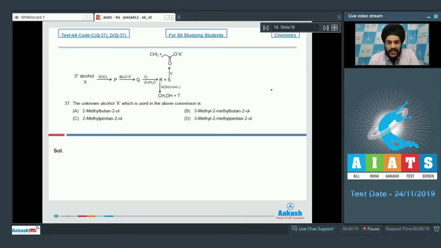Let us look at the next section, students. This section contains 2 paragraphs. Each paragraph has 2 questions each. Each question has 4 options, out of which one or more than one option may be correct. Okay. So if we talk about the comprehension given for question number 37 and 38, students.